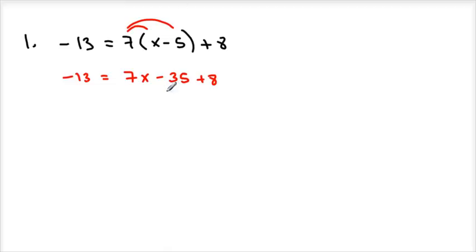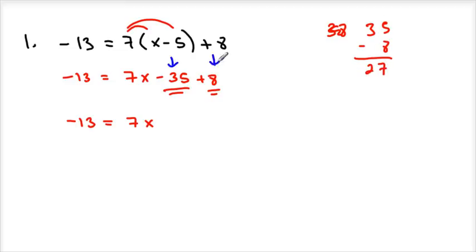My like terms here are the two numbers without any variables. So I have negative 13 equals 7x, and then you have 35 and 8. Again, remember, if you put these one on top of the other, 35 and 8, ask yourself, am I adding or subtracting? In this case, I have two opposite signs, so I'm going to subtract these. 35 minus 8, you could borrow, you get 27, and then ask yourself again, do I have more negatives or do I have more positives?